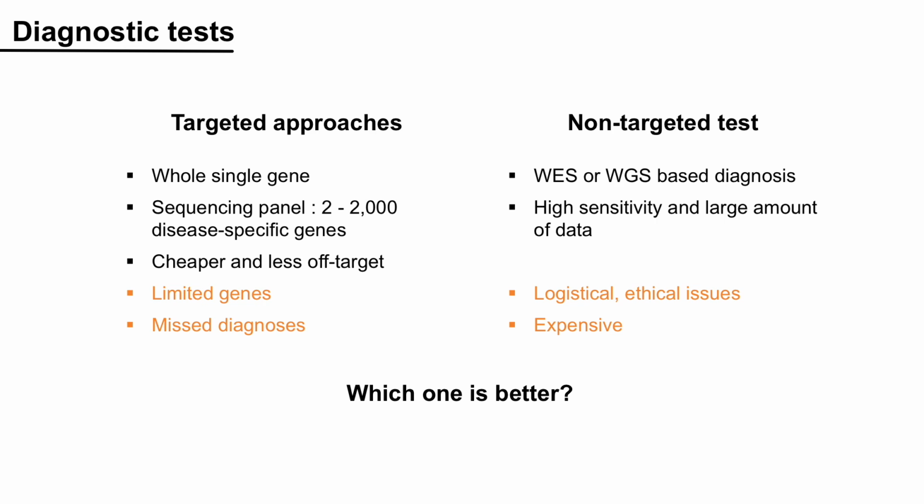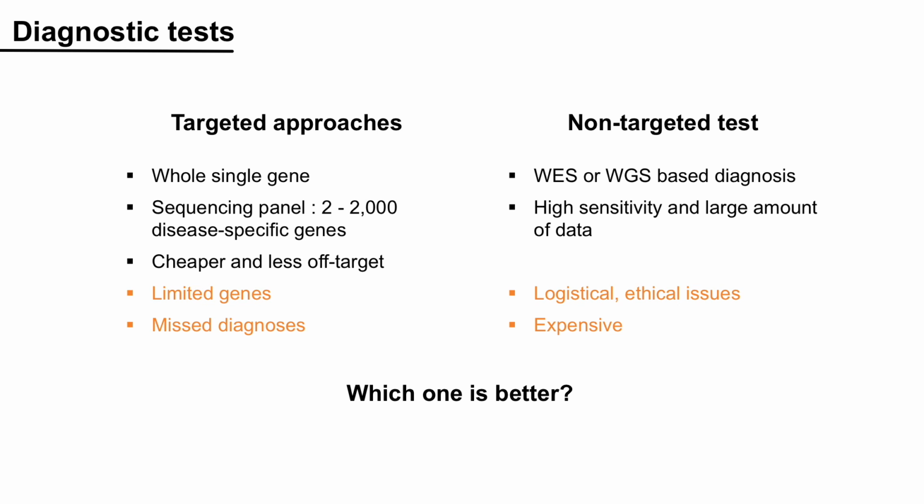Next, diagnostic tests based on next-generation sequencing. There are many ways to apply NGS in clinical diagnosis. The first one is targeted tests, which focus on a single gene or multiple disease-associated genes. Targeted approaches can be clinically attractive, because they are cheap and reduce off-target findings. However, it is also possible to miss actual causal genes.